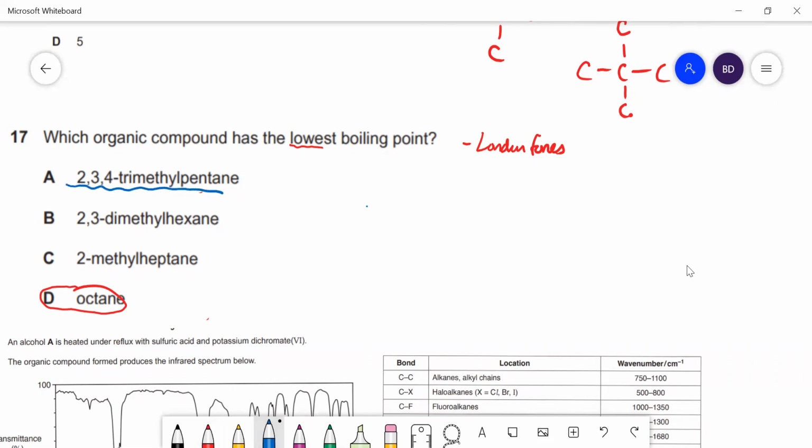That one is going to be 1, 2, 3, 4, 5, and you're going to have branches on 2, 3, and 4. That's going to be like that. Dimethylhexane, 1, 2, 3, 4, that's going to have a methyl there and there. And methylheptane is going to have one there, and octane is the straight chain. So this is the answer.